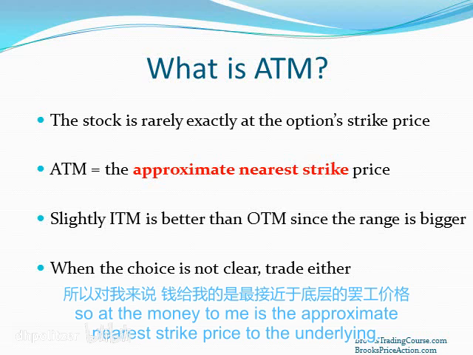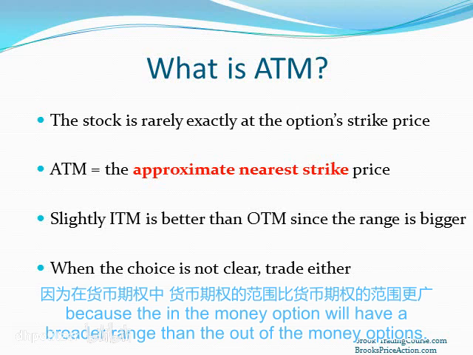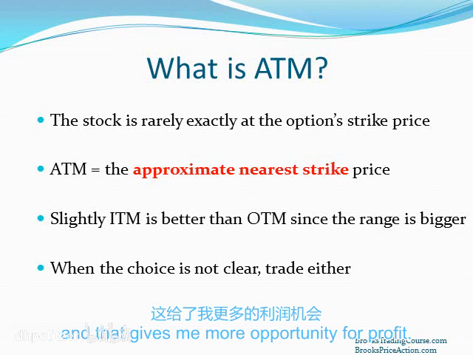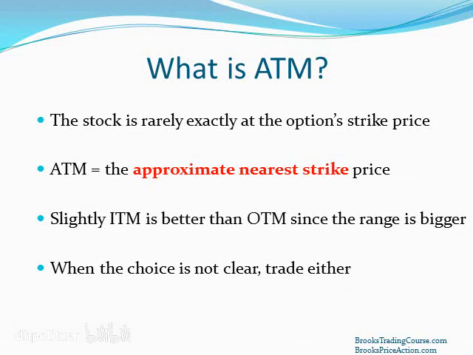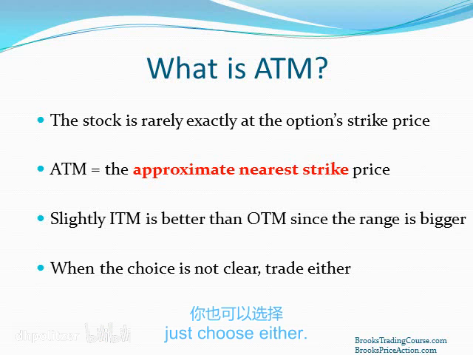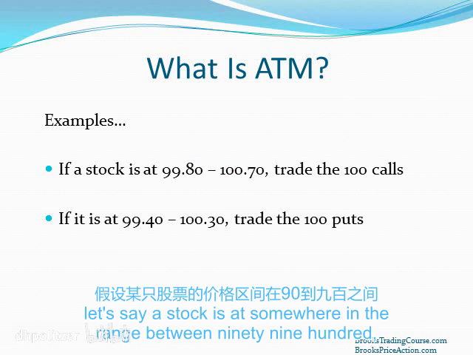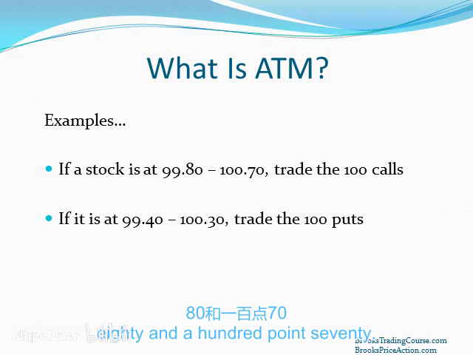Okay, so at the money, to me, is the approximate nearest strike price to the underlying. I prefer slightly in the money to out of the money, because the in the money option will have a broader range than the out of the money option, and that gives me more opportunity for profit. When you can't decide between in the money or out of the money, it doesn't matter. Just choose either.